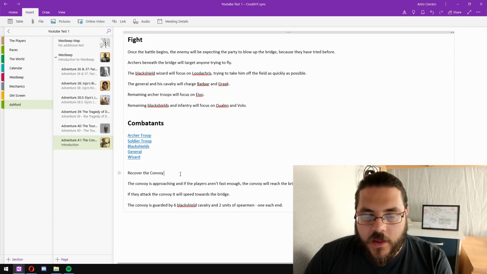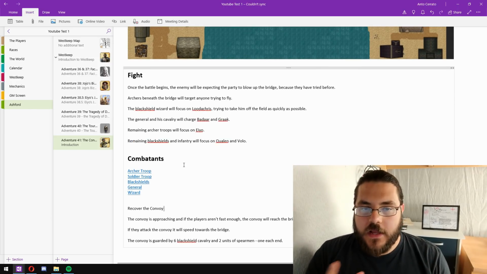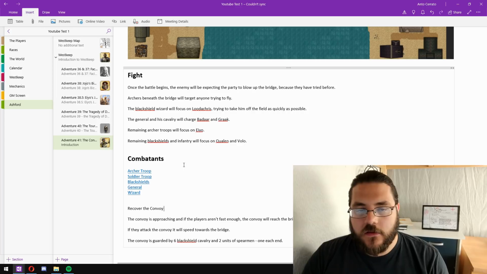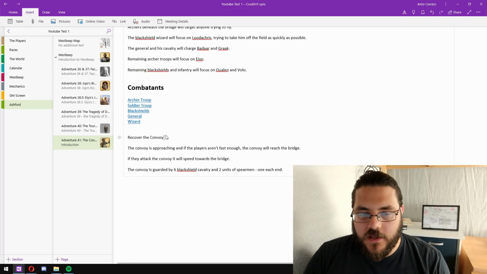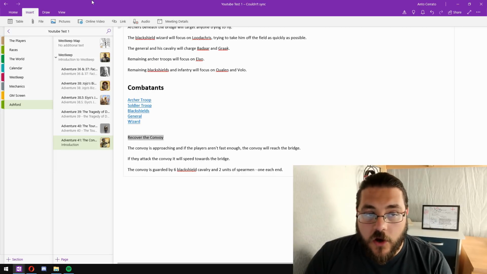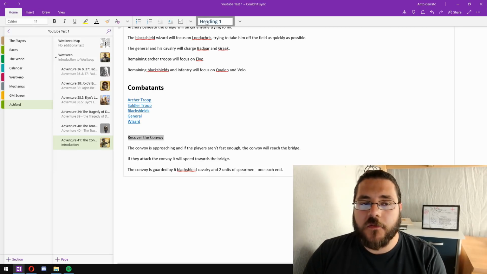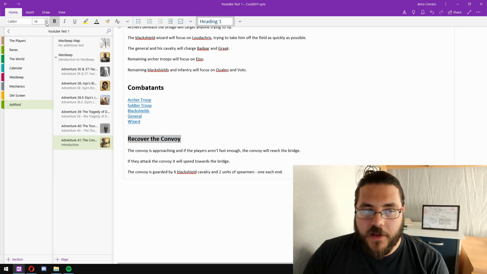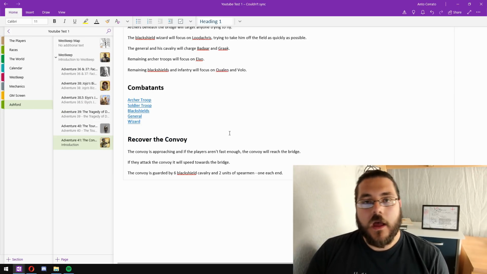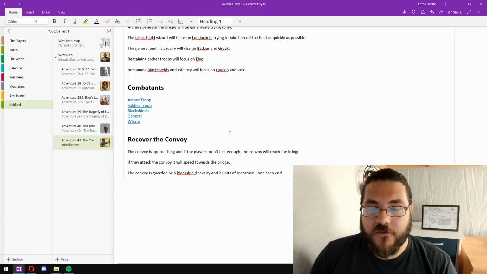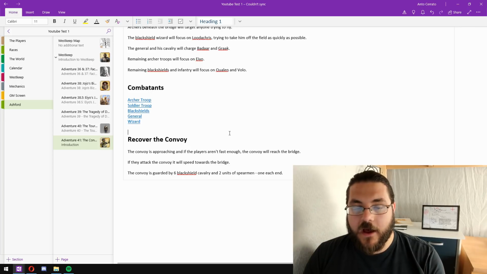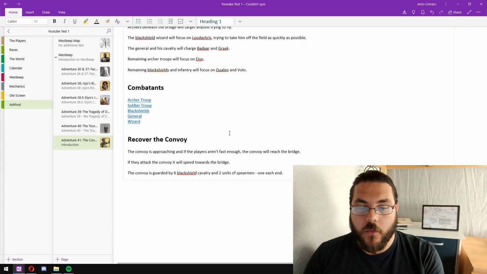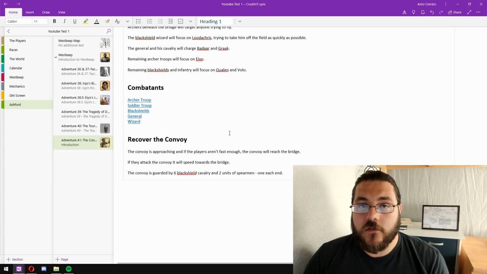Now, I expect the majority of this session to be focused around the fight on the bridge. So the actual recovery of the convoy, in terms of planning, is really light, because if there's time, I will run through the combat of fighting the guards of the convoy. But on paper, I know that the party will have no problem with the 6 cavalry and 2 units. It's very unlikely that they'd lose.